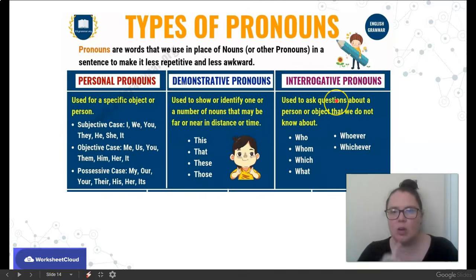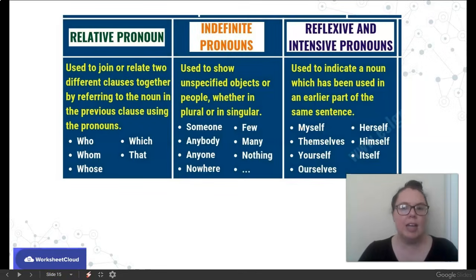Interrogative. It sounds like an interrogation, which means questions are being asked. So these are used to ask questions. Who lives there? So those are question pronouns.